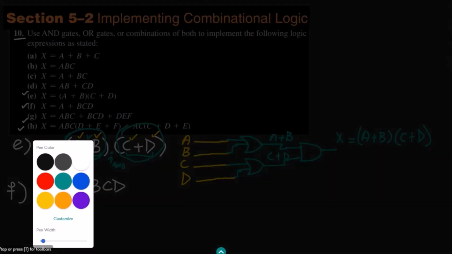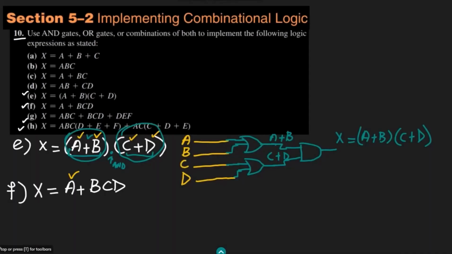So here, what are the steps? First of all, I have to see the number of inputs. The number of inputs is again 4. The inputs are A, B, C, D, and these are 1, 2, 3 and 4.